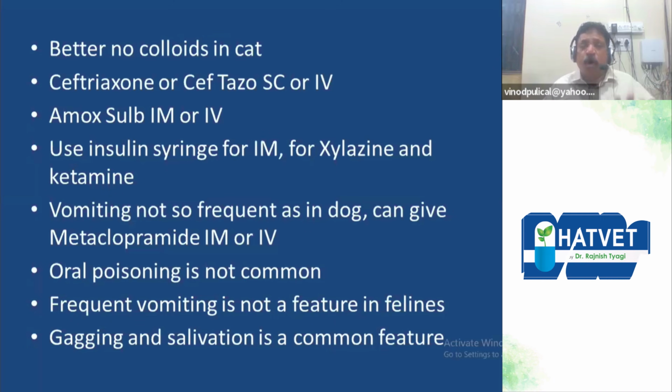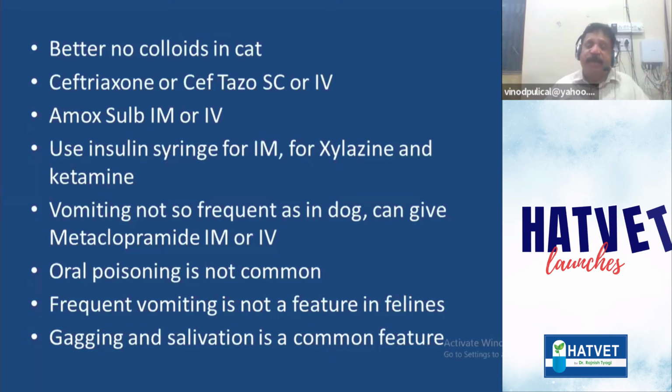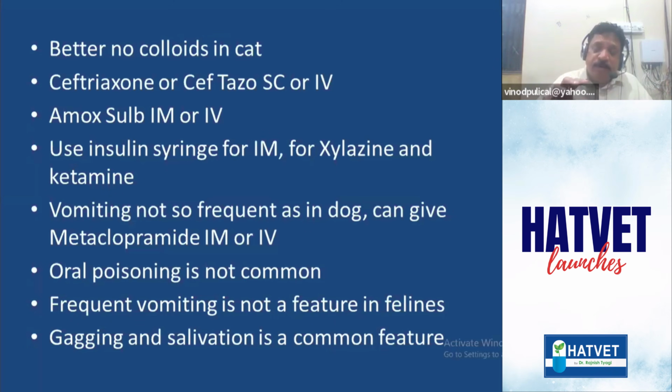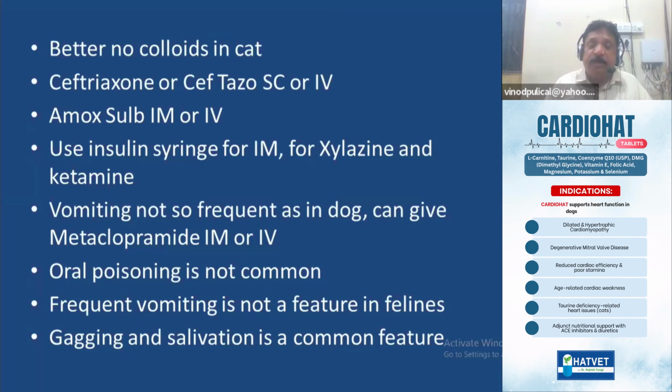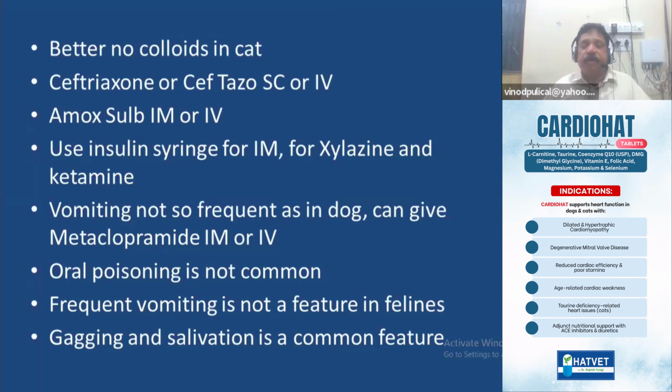Oral poisoning is not so common in the cat because God has given certain faculties to the cat. They are highly sensitive. They will sense the poison. It will be almost bitter in taste. They will smell it and keep themselves away from the poison.